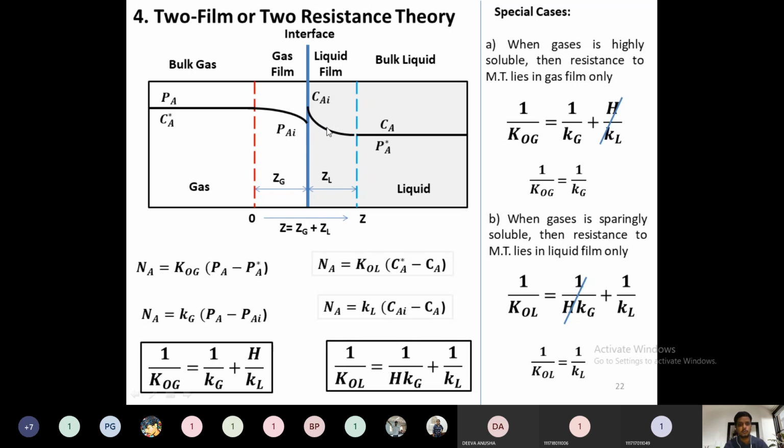Now we have to perform a mass balance, or rather apply Fick's first law of diffusion here, because from the film theory we already know that Na is equal to Ja. So Na is equal to Ja, where Ja is from Fick's first law of diffusion.